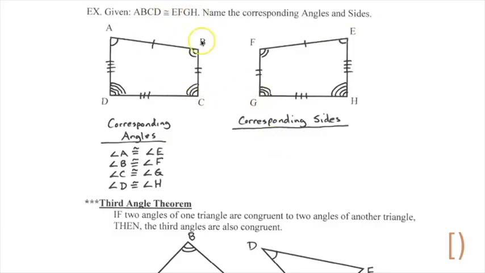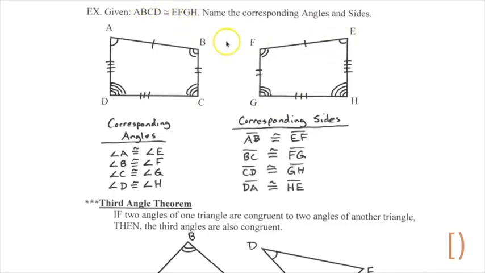We can do the same thing with the sides. AB goes with EF, you can see the marks. CD is going to go with GH, the CD is over here, GH is over there. And then you can do all the combinations, like if you want to do BC, that's going to go with FG. So we're going to end up with the same thing there. That's how we use corresponding sides.